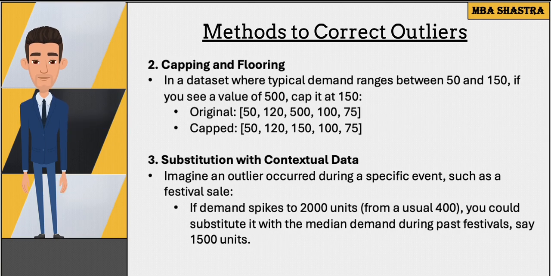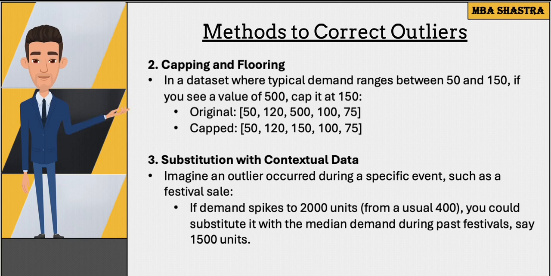2. Capping and flooring. In a dataset where typical demand ranges between 50 and 150, if you see a value of 500, cap it at 150. Original: 50, 120, 500, 100, 75. Capped: 50, 120, 150, 100, 75.